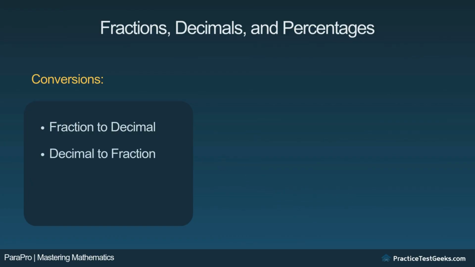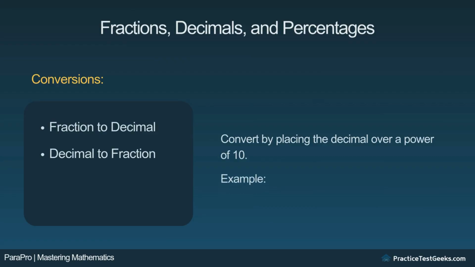Decimal to fraction. Convert by placing the decimal over a power of 10 and simplifying. Example: 0.75 equals 75 hundredths equals 3/4.